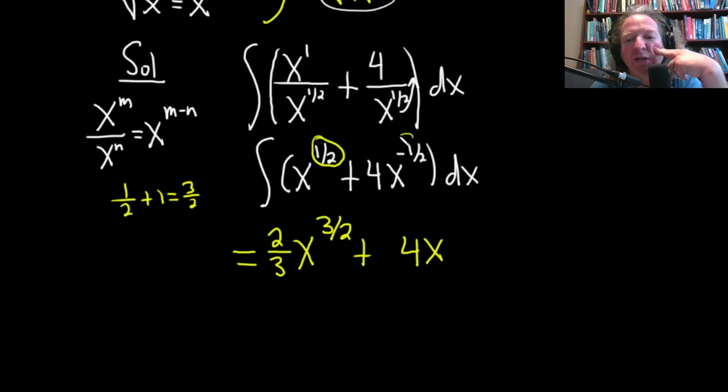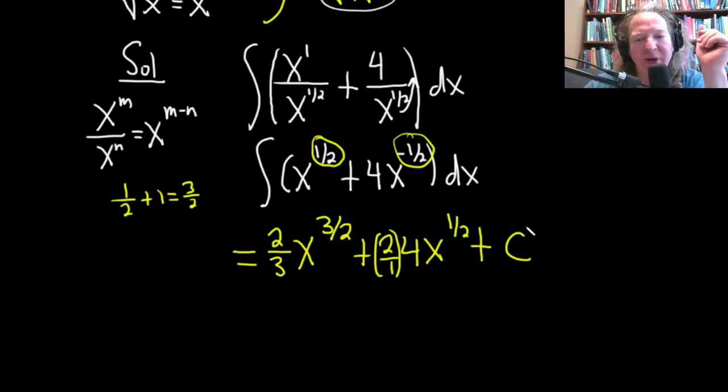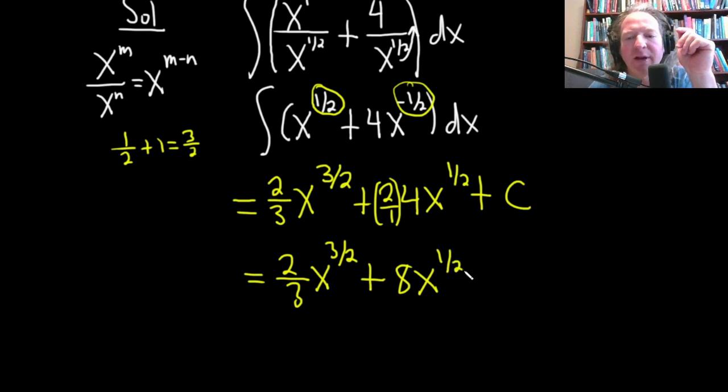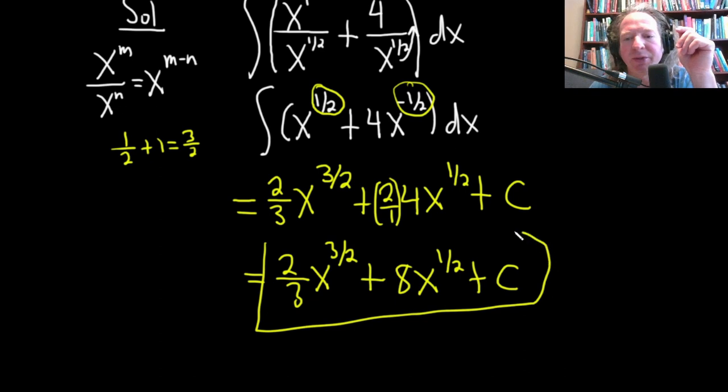We add 1 to the negative 1/2, so that's 2/2 plus negative 1/2, so that's 1/2. And then dividing by 1/2 is the same thing as multiplying by 2 over 1. And then plus our constant of integration, capital C. So this is equal to, let's see, 2/3 x to the 3/2. And then 2 times 4 is 8. So this is going to be 8 x to the 1/2 plus our constant of integration, capital C.